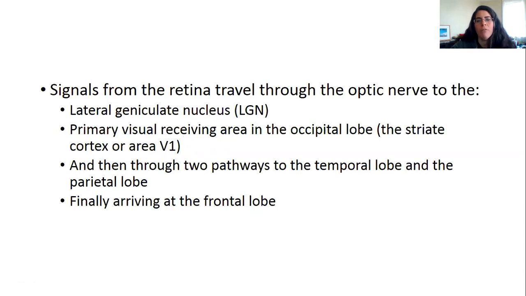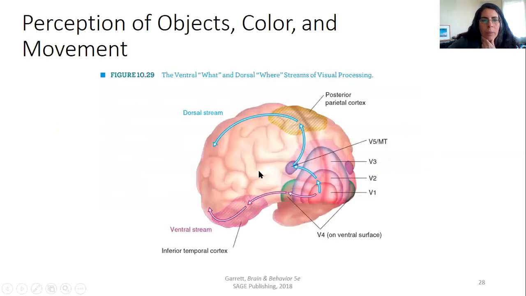From there, information goes to other receiving areas, and there are also two pathways, one to the temporal lobe and one to the parietal lobe, and finally arriving at the frontal lobe. And so we'll get to these pathways in a moment.